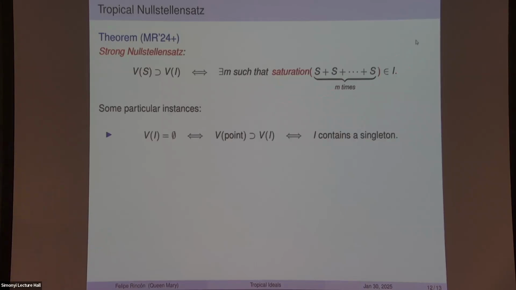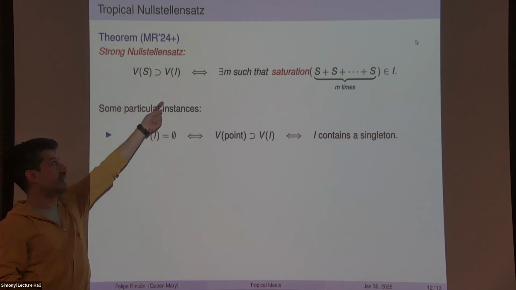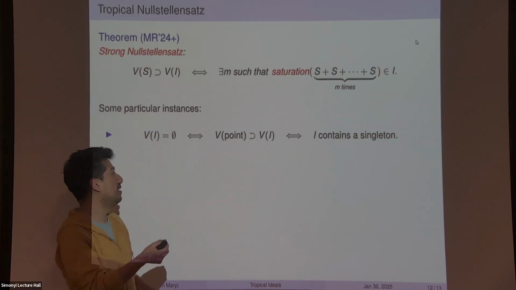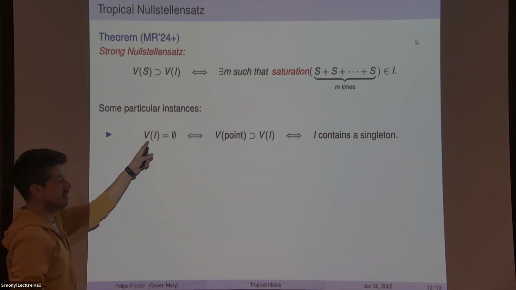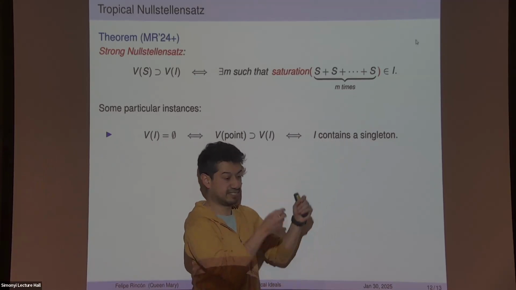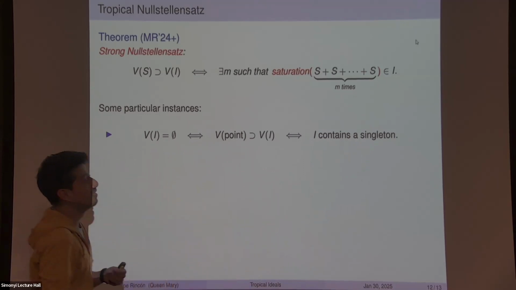Yeah, there are some particular instances of these that are interesting. So what happens, for example, if the variety of the ideal is empty? If you apply that to this, it says that your ideal actually contains a singleton. So if all the conditions for your variety are incompatible, there is no direction for which the maximum is attained twice for every subset, then that's because there is a single subset that certifies that, which is a singleton, one lattice point alone, and that one certifies that there is no direction. That's the minimum.